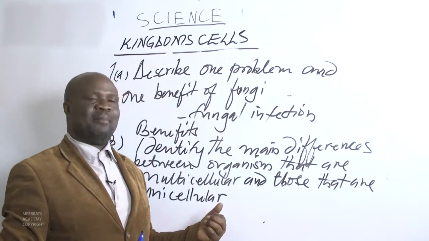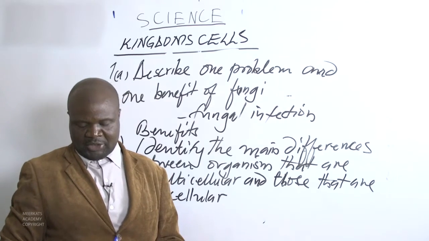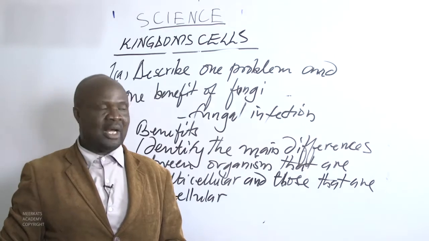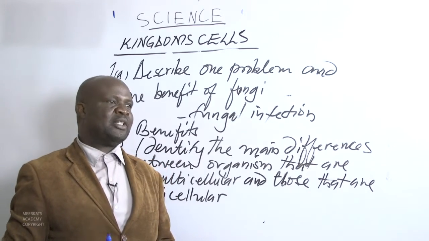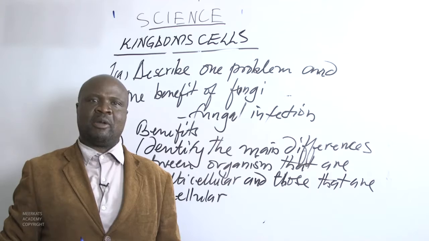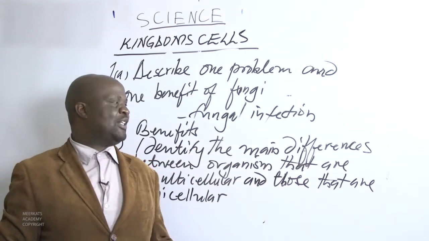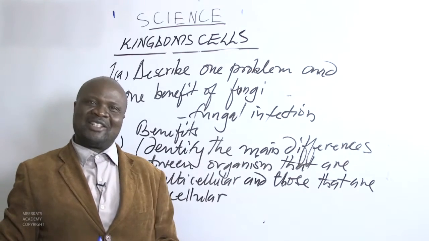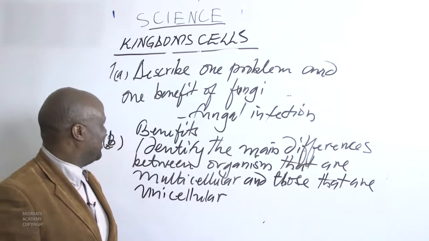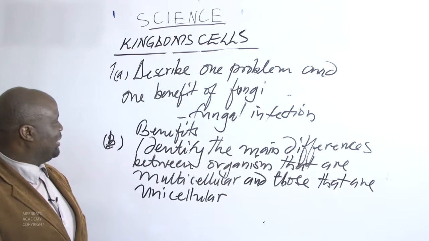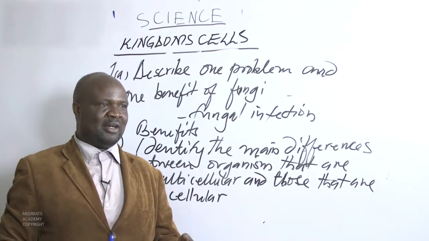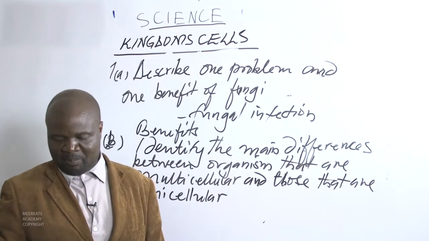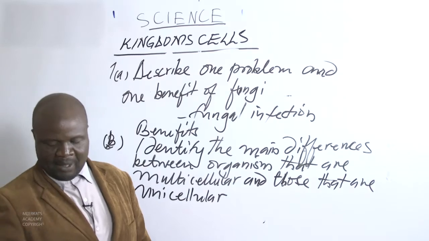And if we talk about multicellular organisms, they are made up of many cells. And if they're made up of many cells, you can be lucky and see them with your naked eyes. For instance, an example of multicellular organisms that you can see with your naked eyes is mushrooms. Mushrooms are made up of many cells, and you can see them with your naked eye.